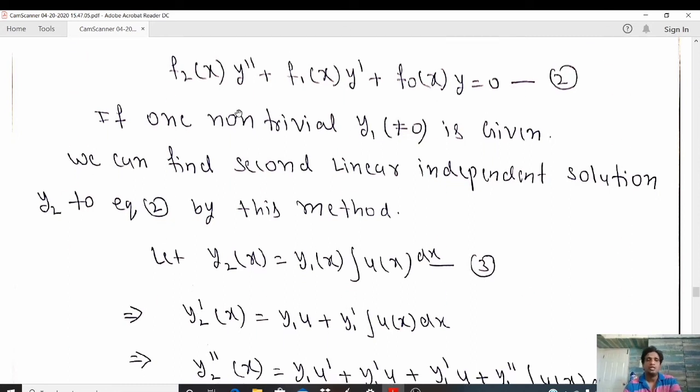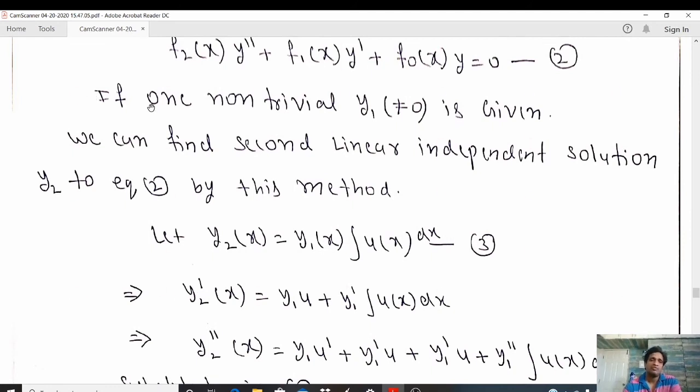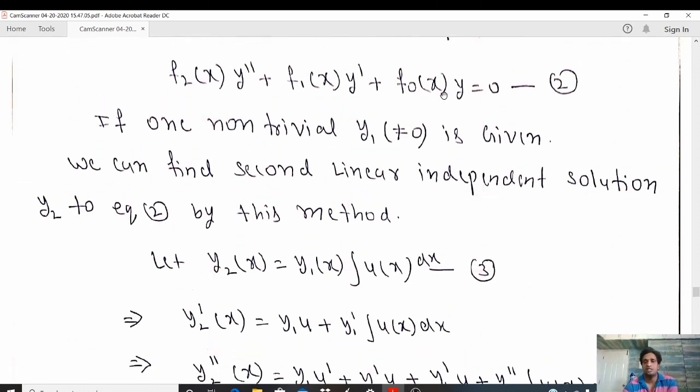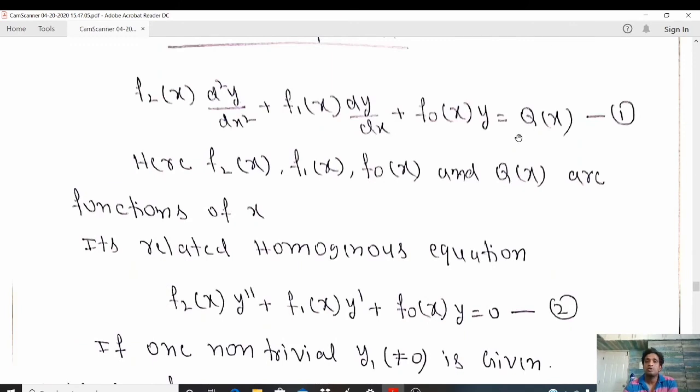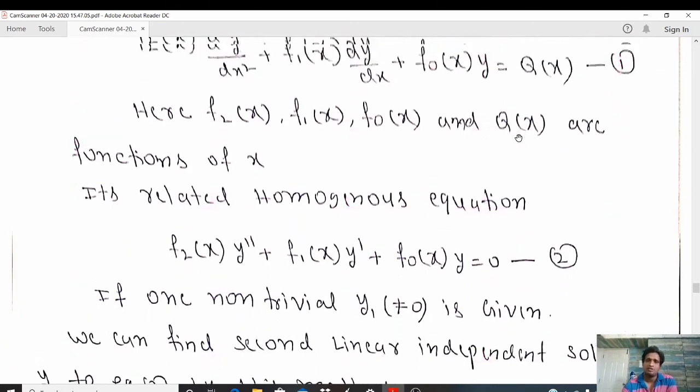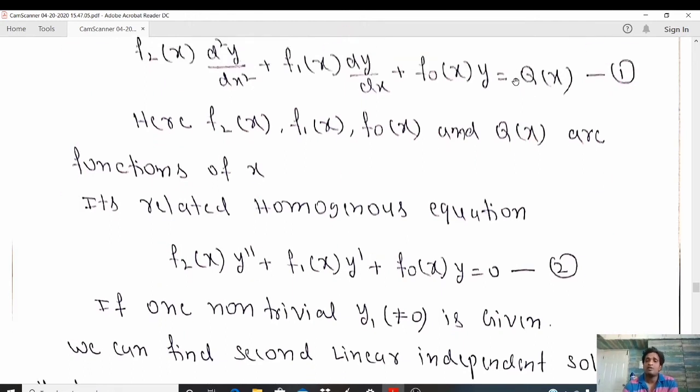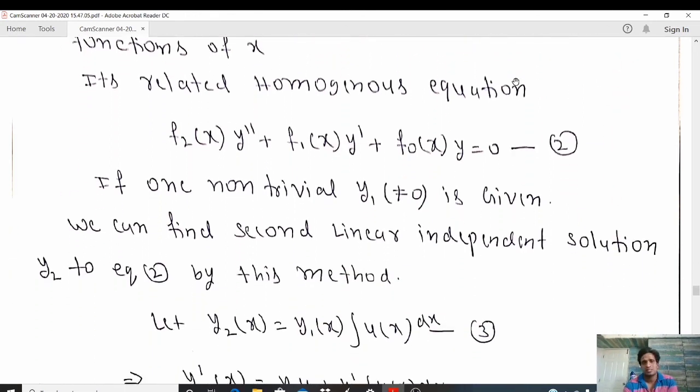In the problem, they give one non-trivial solution. Trivial means 0; we assume 0 is also a solution, but we are not considering 0 here. So one non-trivial solution other than 0 is given, and we can find the second linear independent solution y2 to equation 2. That means we are finding a solution to the homogeneous differential equation here, not the original one. The original one means the one equal to q of x. We can also find a solution for that one in another way, and those types of problems we also discuss here.